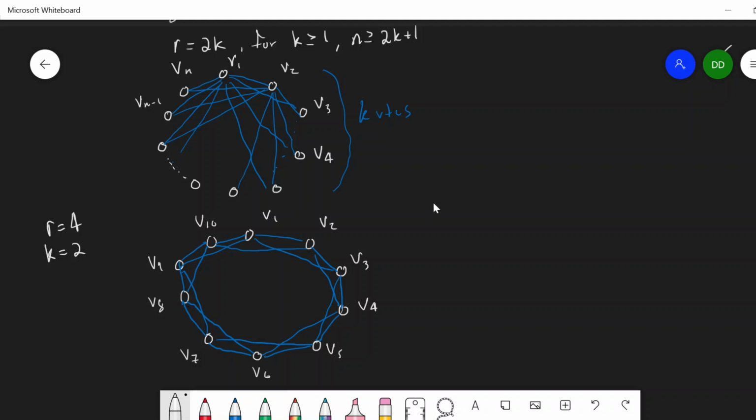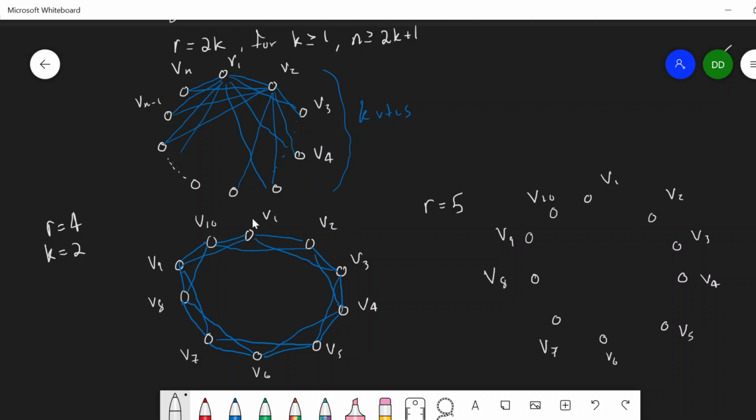So what if r is odd? Let's say r is 5. What happens in this case in the proof? So again, I'll draw my vertices. When r is an odd number, we know n will be even. So V1, V2, V3, V4, V5, V6, V7, V8, V9, and V10 are all of our 10 vertices.